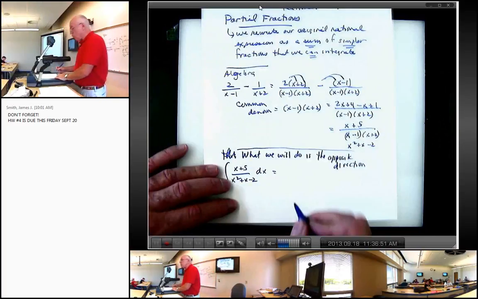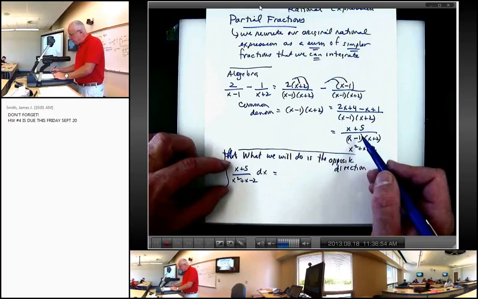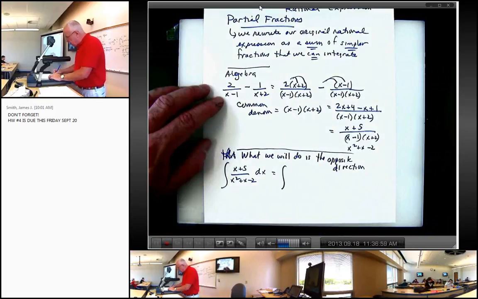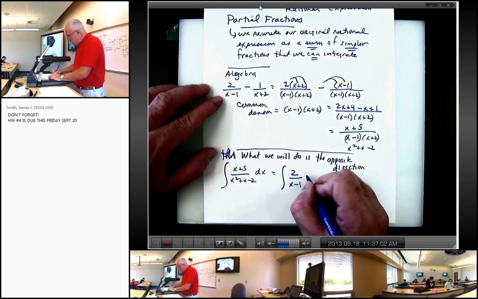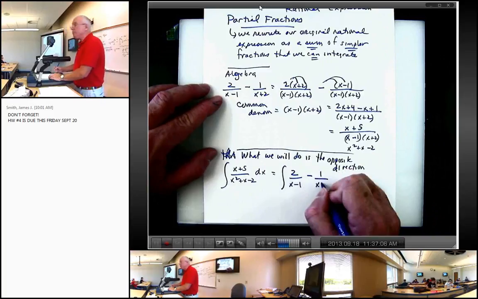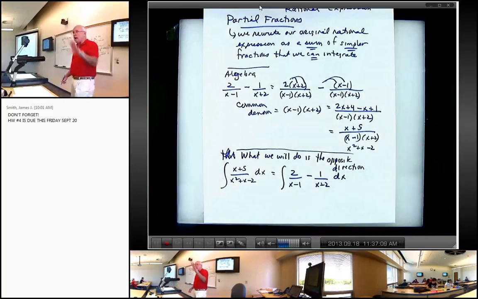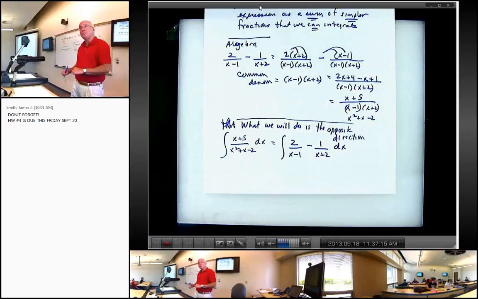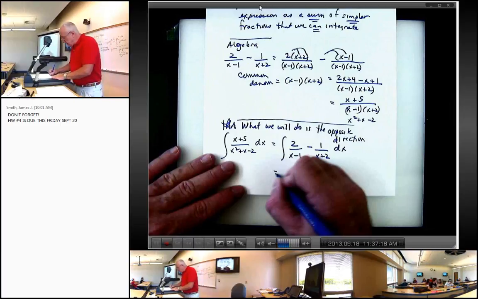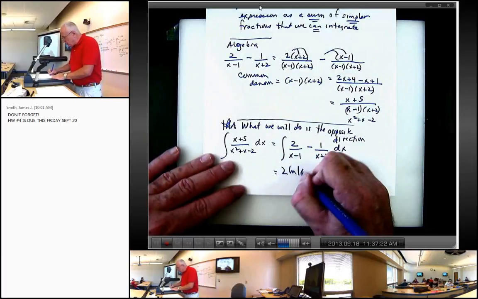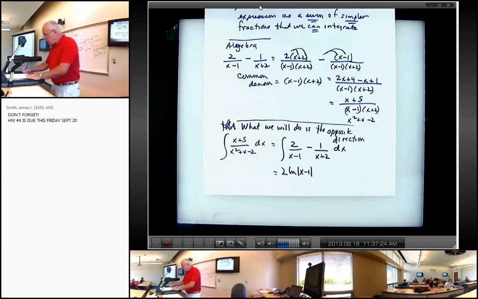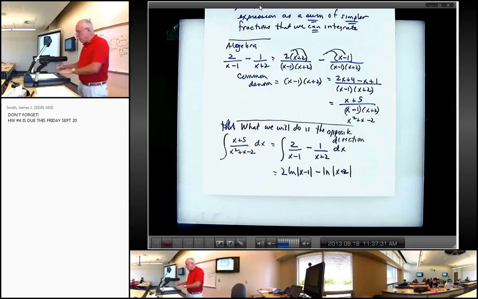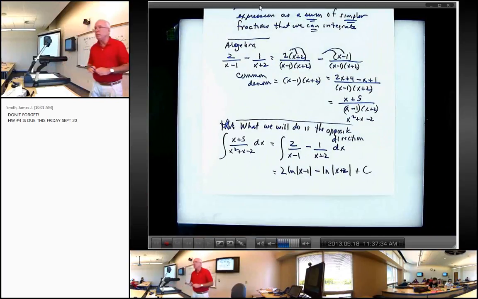The key here is that we know this expression, if we go in the reverse direction, is equal to the integral of 2 over x minus 1 minus 1 over x plus 2 dx. Just going in the opposite direction. And we can definitely integrate both of those individual expressions using the natural log. This is going to be 2 times the natural log of the absolute value of x minus 1, minus the natural log of the absolute value of x plus 2. Two easy integrals plus our C.